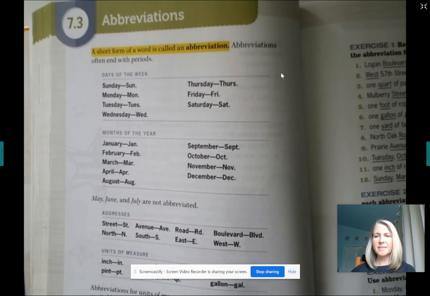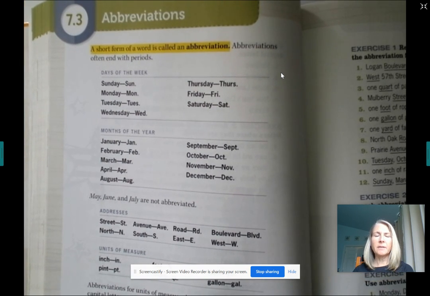Hey, all right. Today we are going to be taking a look at Grammar Lesson 7.3, which is focused on abbreviations. So, abbreviations are words that have been shortened, and they are words that are commonly used and have a shared set of rules and understanding around them.